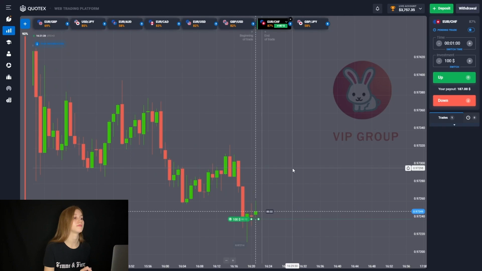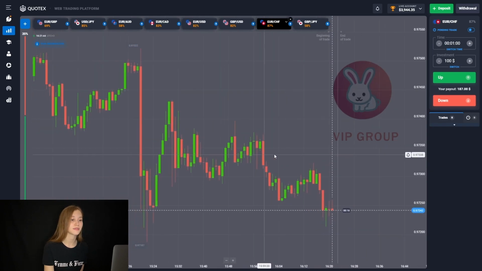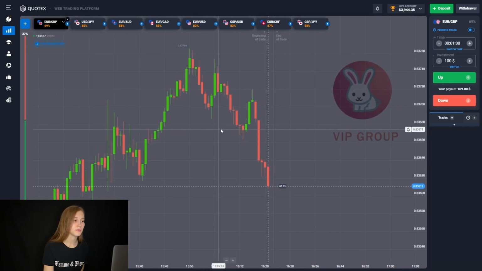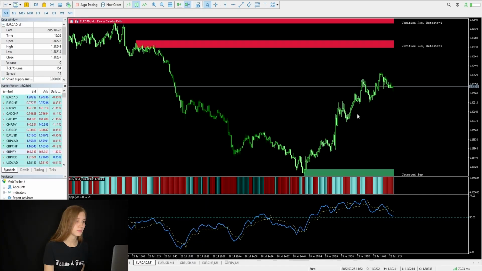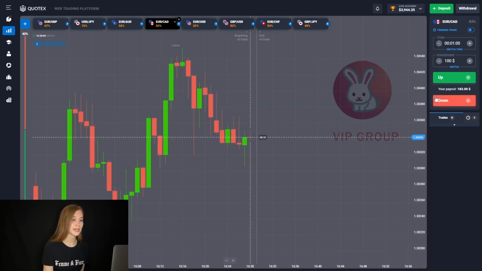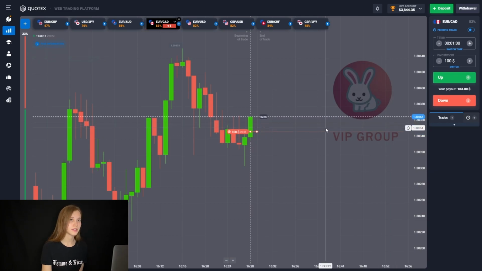There's little time left, seconds, and the support zone is working for us, and the deal closes positively. We have almost 4,000 on our balance. I'm very pleased with these results, and let's move to MetaTrader. So this currency pair, move to Quotex. On this currency pair, the opening is for sale, a good entry into the deal.